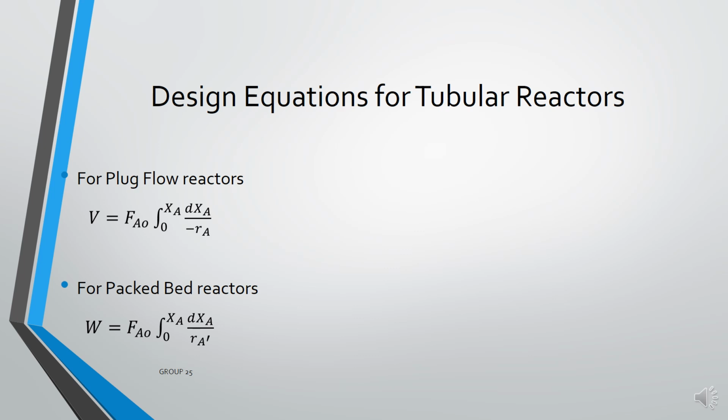The design equation for tubular reactors. Though plug flow and packed bed reactors are both tubular reactors, their variables of interest differ from one another. However, it can be seen that the result is the same. So we can say that V is equal to FA0 integral of dXA over minus rA, with lower limit 0 and upper limit XA, and it is the same for the packed bed reactor. However, in the packed bed reactor, it is its weight we are looking for.